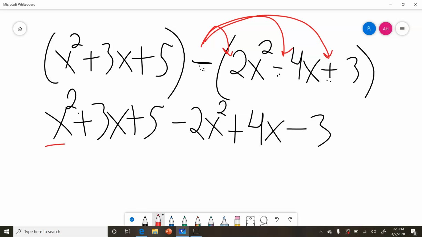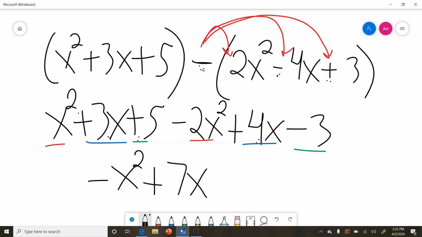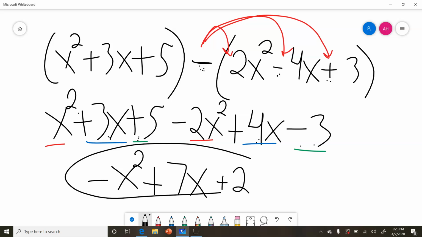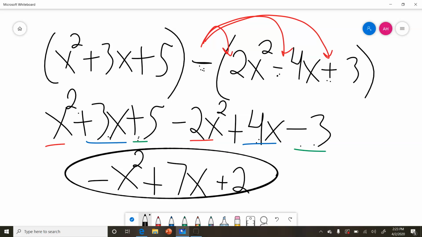Now I just do again, like terms, just underline the ones that match. Boom, boom. Now I combine. What is x squared minus 2x squared? It is negative x squared. What is the 3x plus the 4x? That's plus 7x. What is 5 minus 3? That is plus 2. And there's my final answer. Okay, if you need to pause at any point in there, feel free. I'm running out of time, so I want to keep this one short.